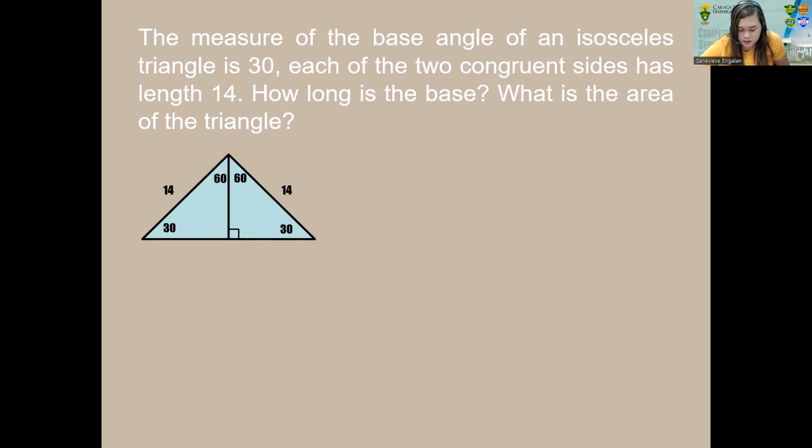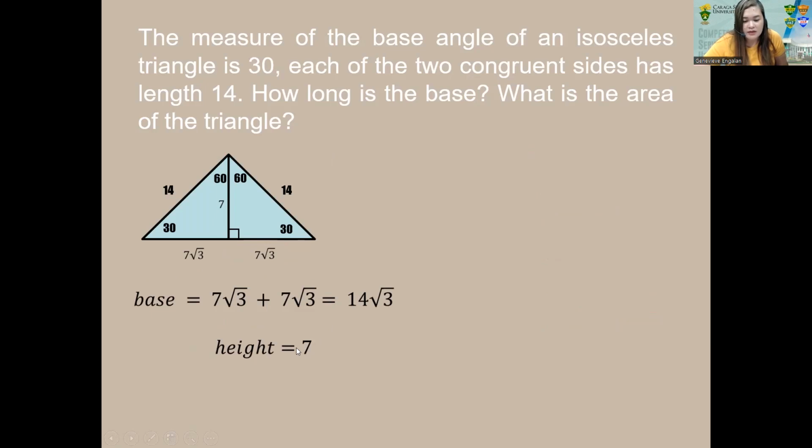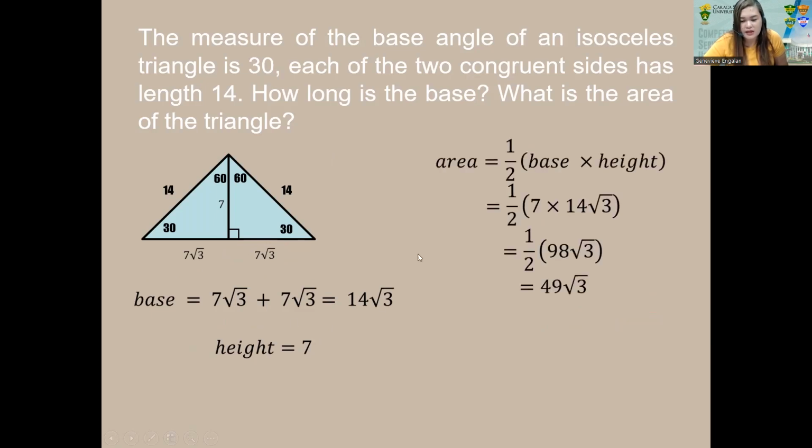Sakto ba tong solution? Ang ulisan. Okay, so 7 square root of 3 man na, tapos that is 7. So ang base na to is 7 square root of 3 plus 7 square root of 3. So that is 14 square root of 3. Ang height will be 7. So ang area is 1/2 base times height. So you have 1/2. 7 times 14 square root of 3 is 98 square root of 3. So times 1/2. So that is 49 square root of 3. So maura na siya, class.